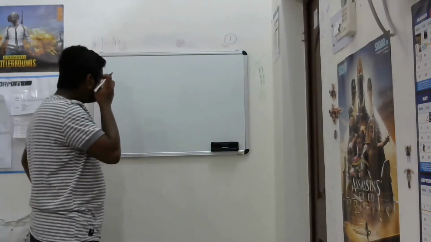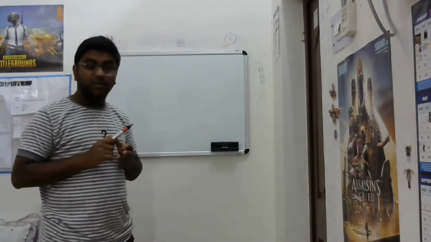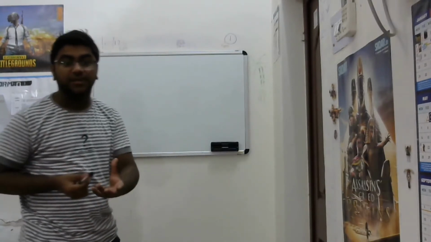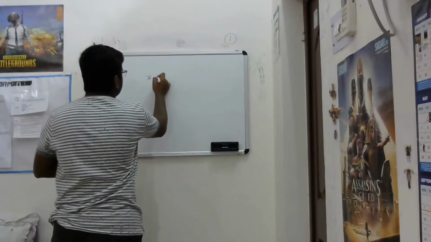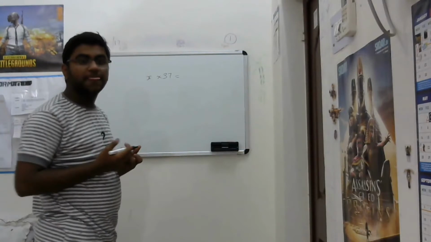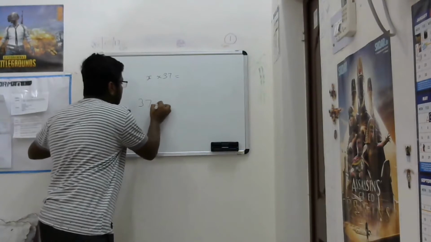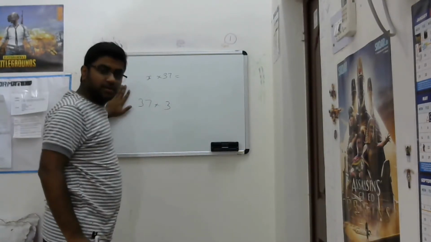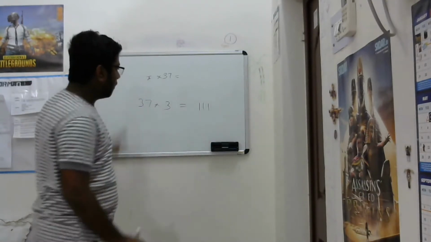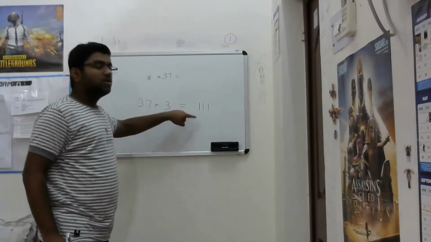Okay. Now, how can we multiply any number with 37? Now, this is just an example. I'm just giving you a technique on how to multiply any number with 37. Like x into 37. How will you get the answer? The simple thing you have to know is that when 37 is multiplied by 3, the answer is 111. So 37 into 3 gives us 111.